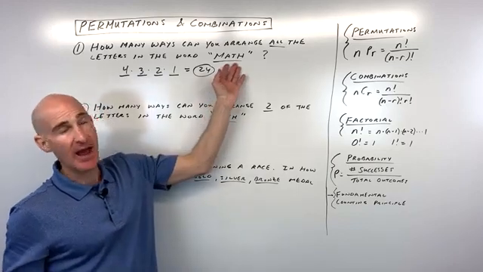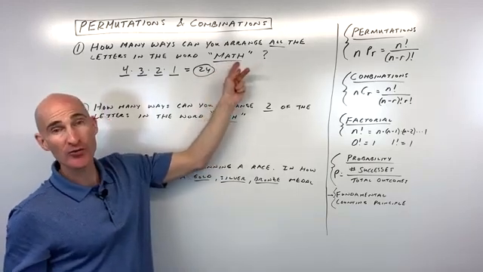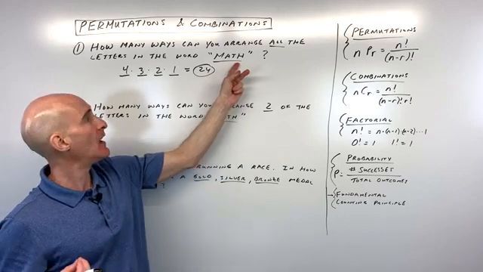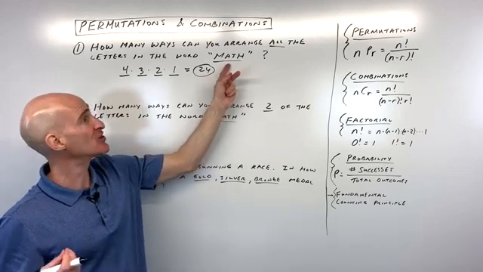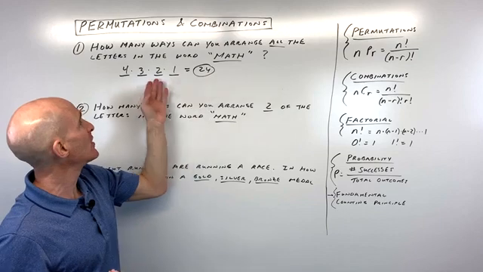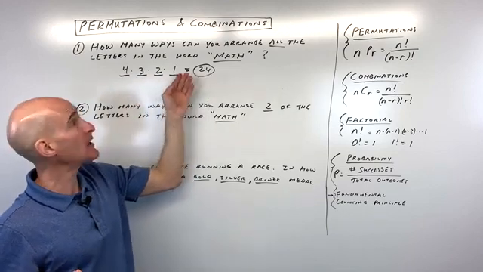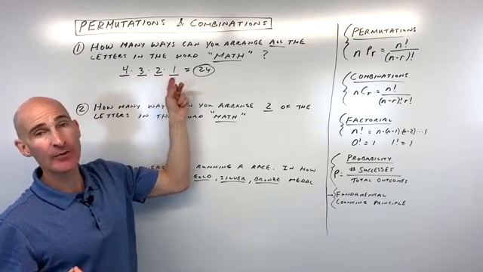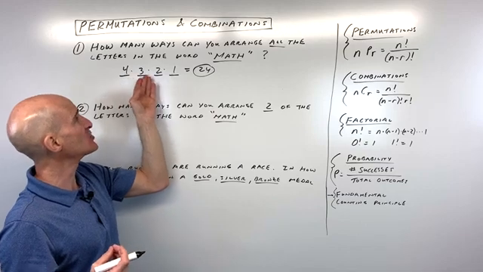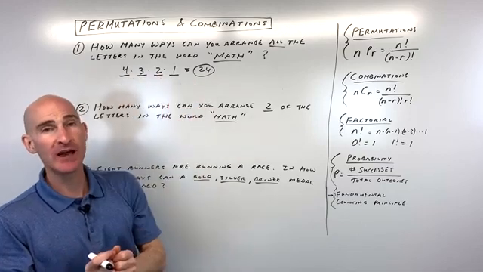4 letters in math. Now notice there's no letters repeated, and we'll talk about some of the problems later on where there's repetitions of a particular letter. But for this one, it's just going to be 4 times 3 times 2 times 1, and this is the fundamental counting principle. You just see how many choices in each category and you multiply them together.